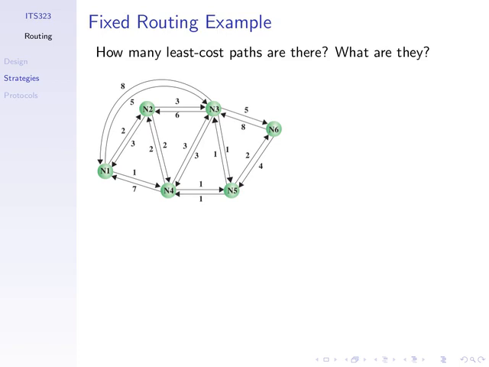And the last point that we made yesterday was that because the path cost is the summation of the costs of the links on that path, if the path from 1 to 6 is 1, 4, 5, 6, then it's also true that the least cost path from 4 to 6 must be 4, 5, 6.